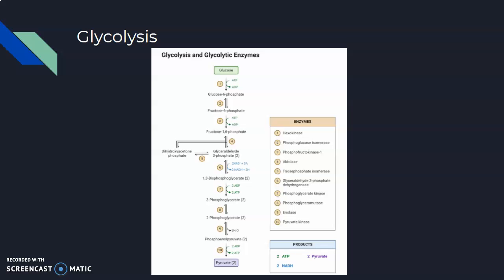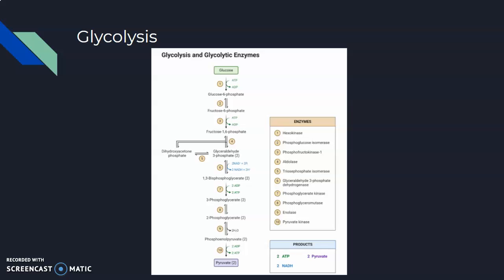So first, the step that we'll talk about in glycolysis is glucose to glucose 6-phosphate, and we can see that ATP becomes ADP, so we actually consume an ATP in this step. That's because hexokinase is involved, and kinases are enzymes that catalyze the transfer of a phosphoryl group from ATP to an acceptor. So it takes the triphosphate and makes it a diphosphate, because it transfers it to an acceptor.